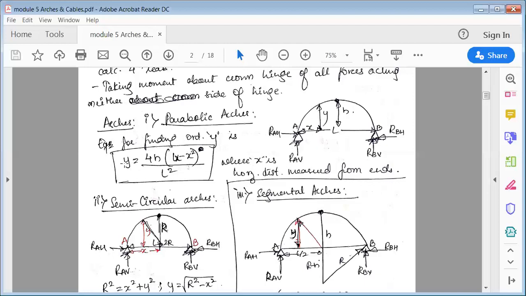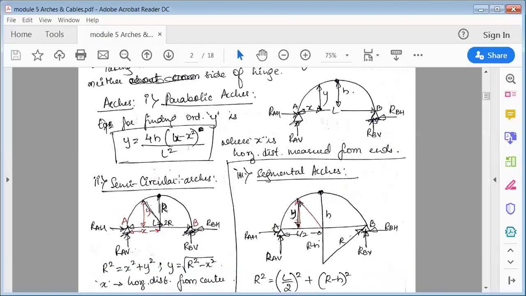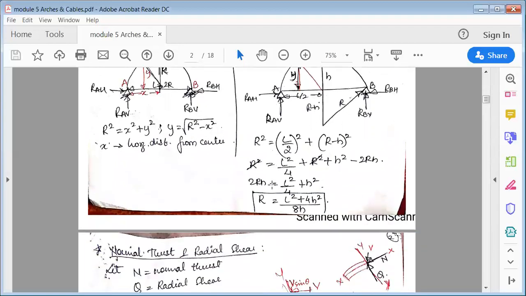Because we are using this equation. Okay, directly you can use this equation. So it is a parabolic arch. So take this y ordinate and you can solve this. Whereas x is the horizontal distance measured from the end. Okay, of course, this is not there for your syllabus. It is semicircular arches and segmental arches.